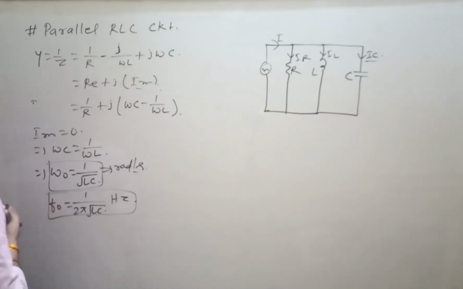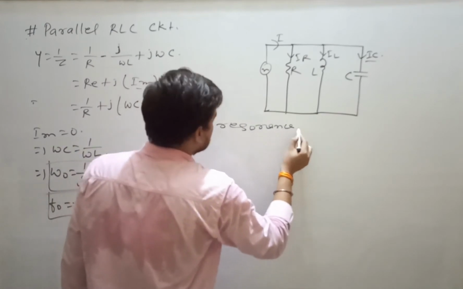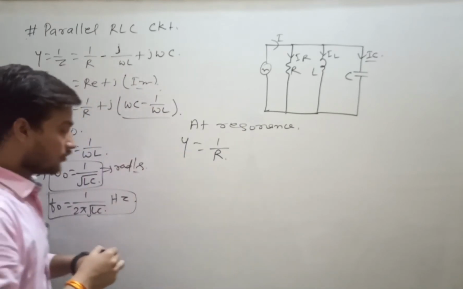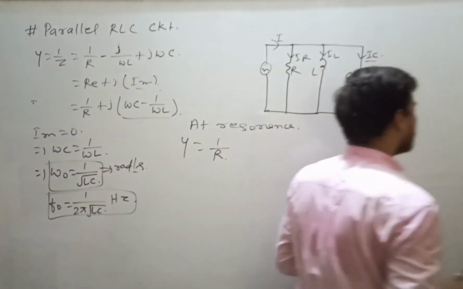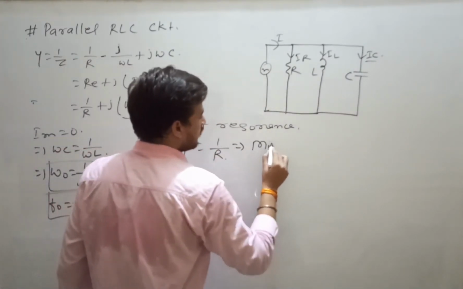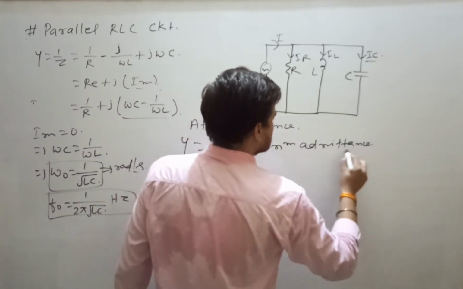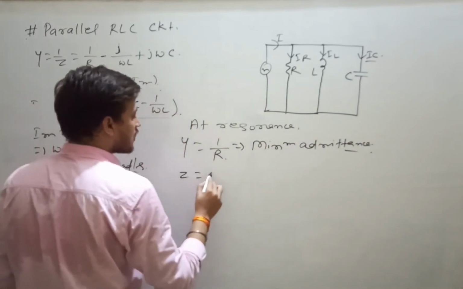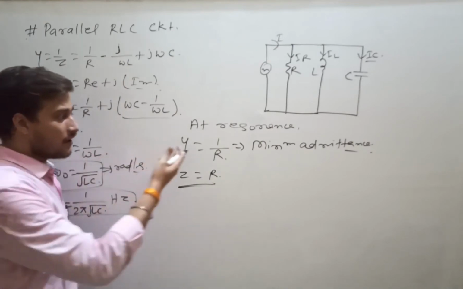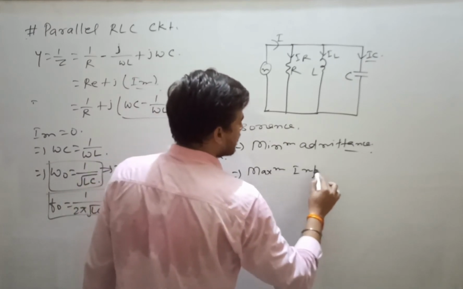Next, at resonance, Y is equal to how much? 1 upon R, because this term is 0. If Y is equal to 1 by R, that means this is the condition of minimum admittance. Now what about impedance? At this condition impedance will be equal to R, which is the condition of maximum impedance in the circuit.